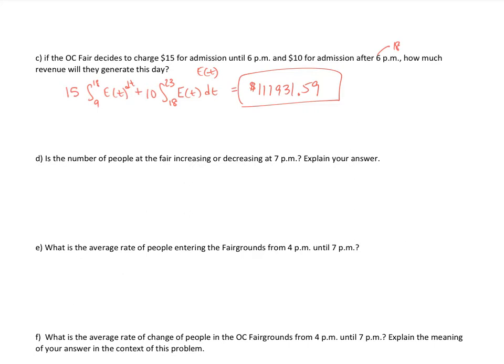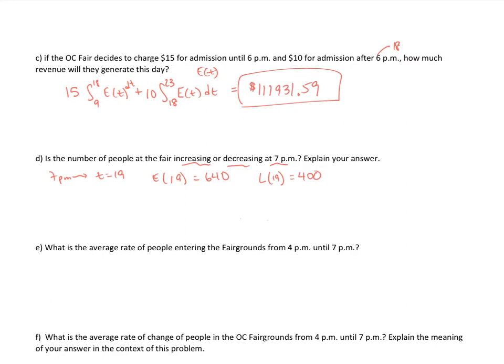All right, part D. Is the number of people at the fair increasing or decreasing at 7 p.m.? So at 7 p.m., our T is going to be 19. So working this out, we need E of 19, and we end up with 640 there. L of 19 comes out to be 400.